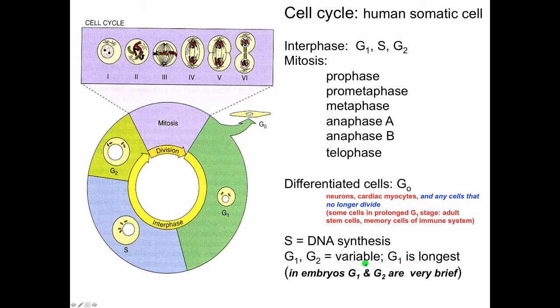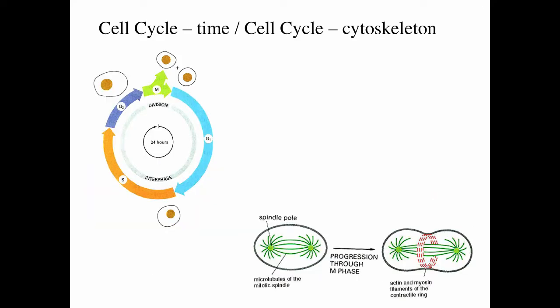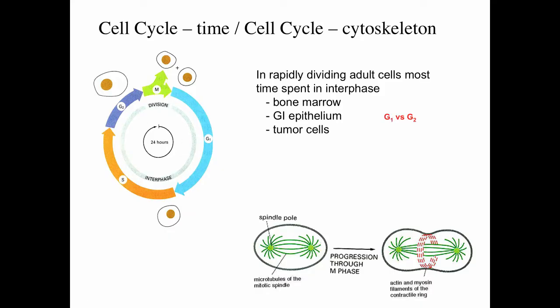G1 and G2 can be variable, but G1 is usually the longest phase in a typical somatic cell cycle. This again is a simplified overview of cell cycle time, and we sometimes in our mind's eye think of the cell cycle as a 24-hour time frame. That may or may not be accurate, but we can just kind of make a point that in rapidly dividing adult cells, most time is spent in interphase. So for example, through G1, S, and G2. And rapidly dividing cells like the bone marrow, cells in the GI epithelium, or tumor cells, spend most of their time in interphase.